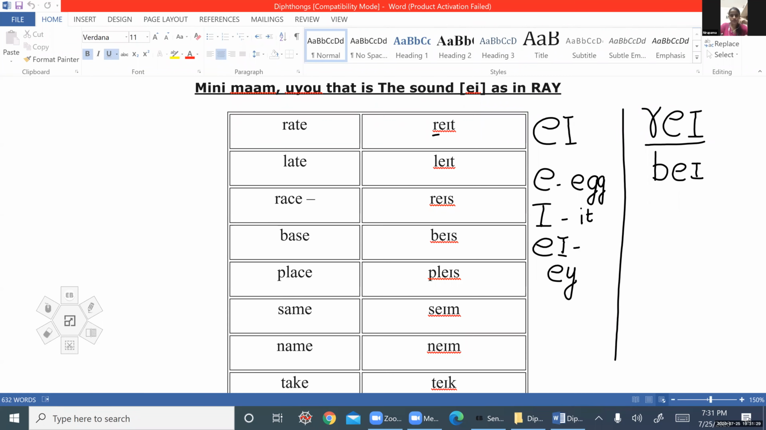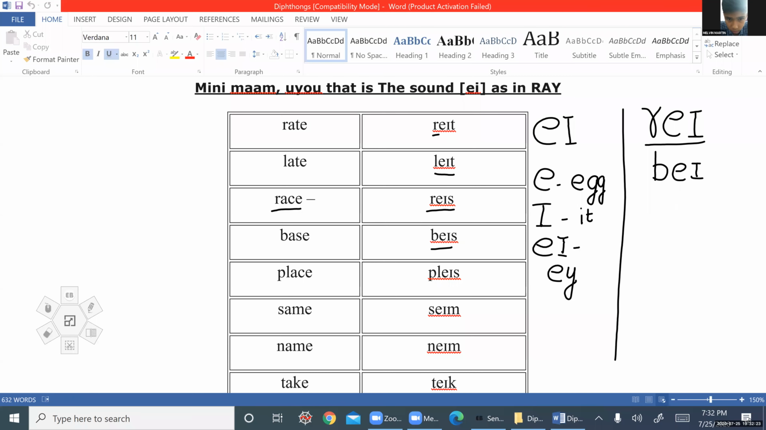Great. Next one. Just look here. Late. And this one, race. Okay. So what is the difference now? Before we used to have a pronunciation pattern like race. It wasn't A. All right. So now this has changed to A sound. Now it is becoming race.